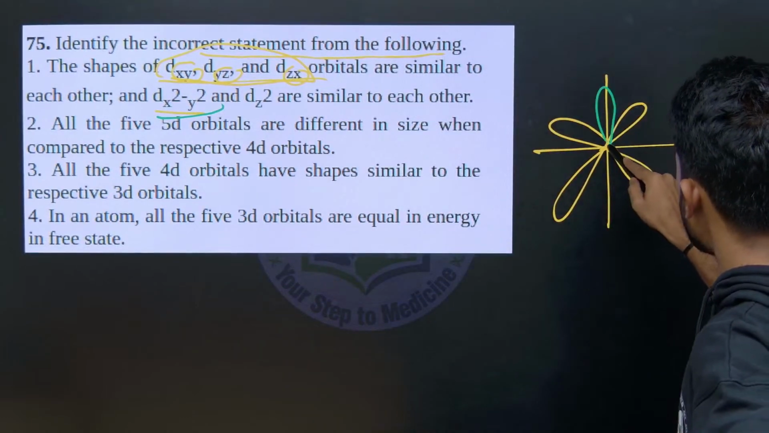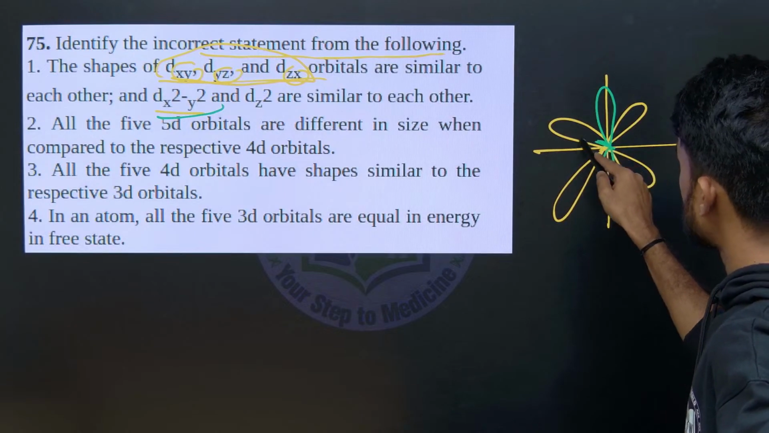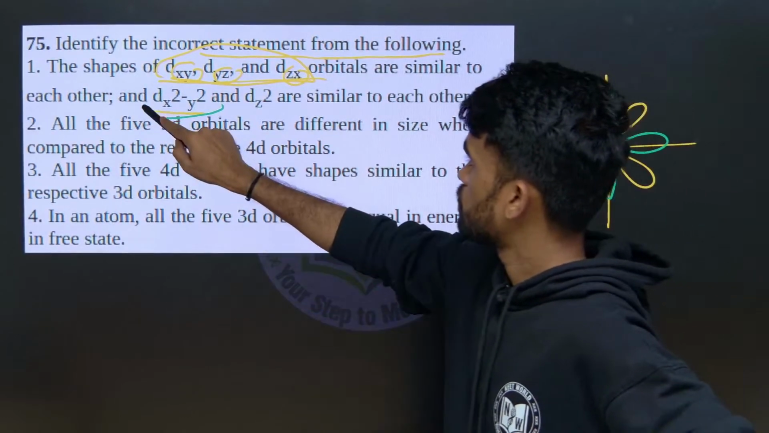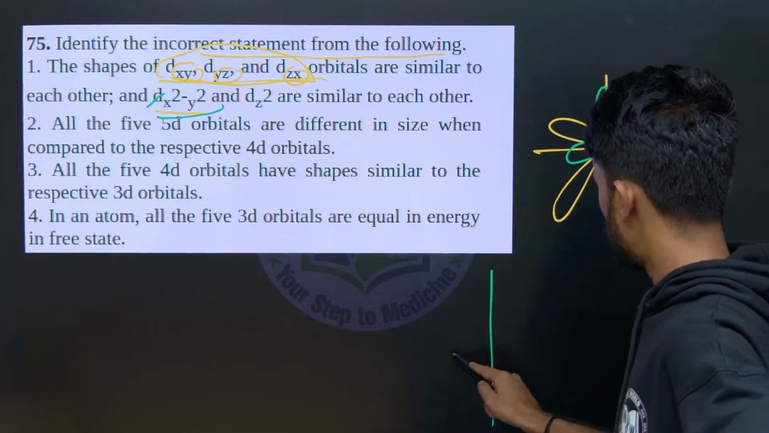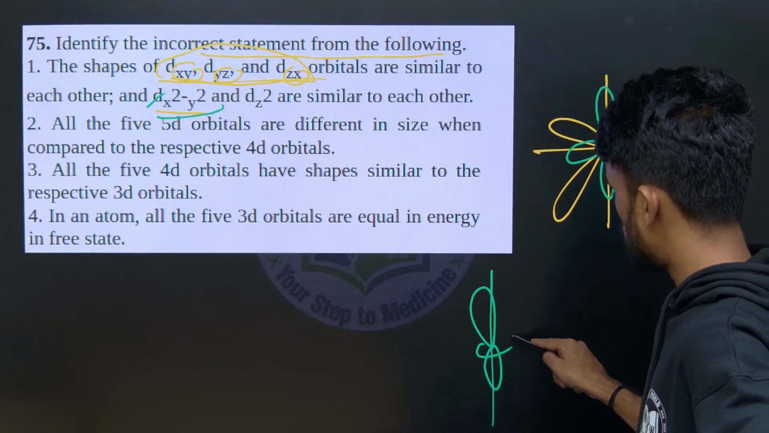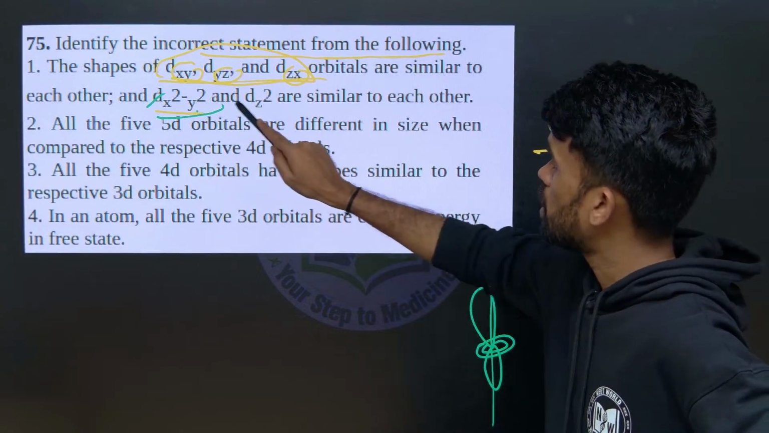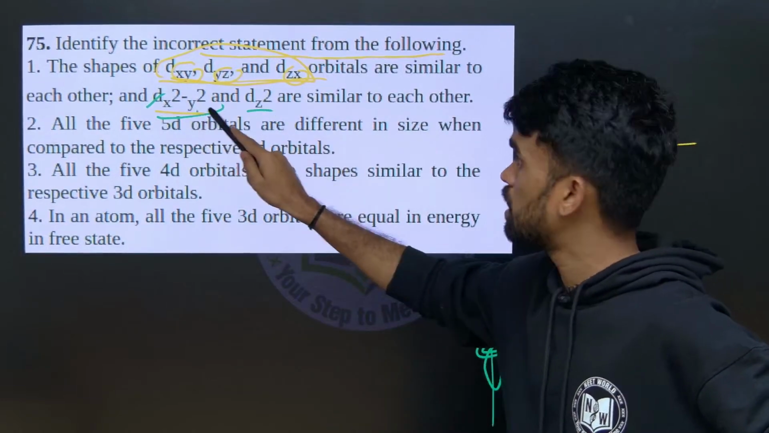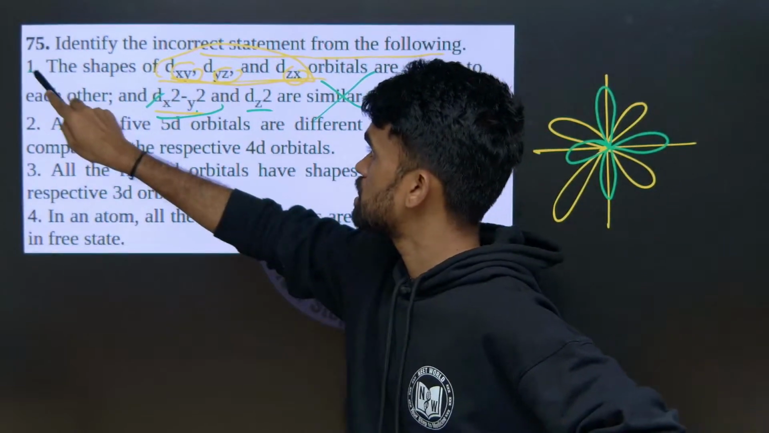If this is the y axis, it will be like this, and if it is the x axis, it will be like this. Along the axes, this is. Now, for dz square, if this is the z axis, it will be like this, and the other lobe will be like this, like a donut. So these two are not similar. dz square and dx square minus y square are not similar. Therefore option 1 is incorrect.